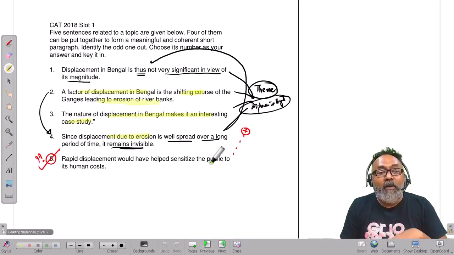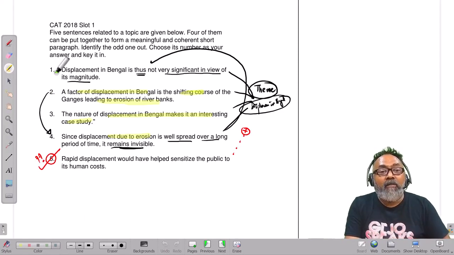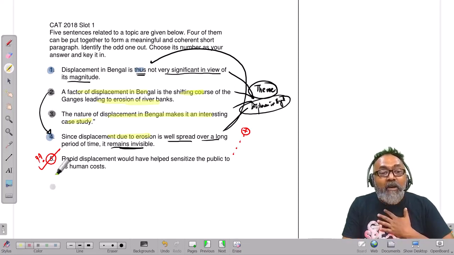I look at this. Okay, I can connect this sentence. Displacement is thus not very significant to sentence number 4. I can connect this sentence 3. The nature of displacement makes an interesting case study. So let's talk about this. Where will I connect this?